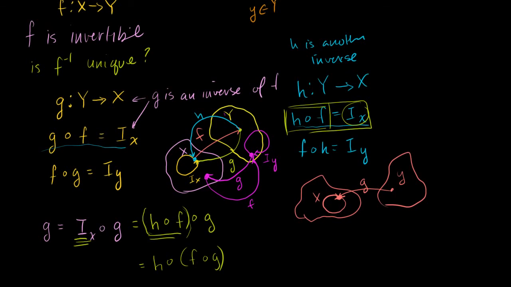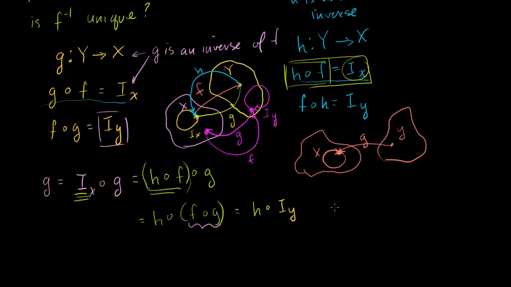Now, what is the composition of f and g equal to? Well, by definition, it's equal to the identity transformation over y. So this is equal to h composed with the identity function over y, with this right here.